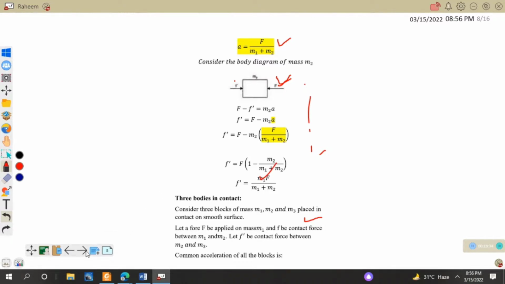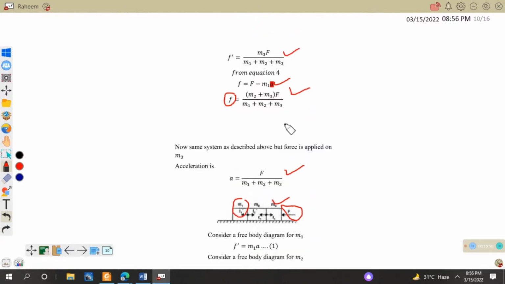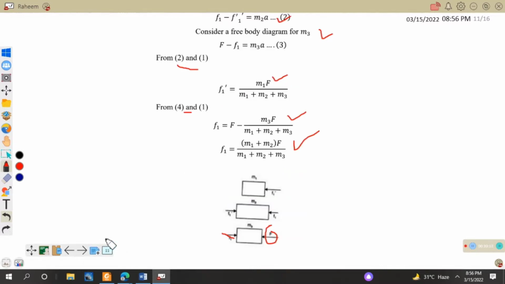If we extend this idea to the 3 bodies, and we apply force on m1, then in the expression for contact force we will have m2 plus m3 on the top of the fraction, like this. Our applied force was on m1, but in the expression for contact force we have m2 plus m3. Similarly, if our applied force is on m3, in the expression for contact force we will have m1 plus m2 on the top of the fraction, just like this.